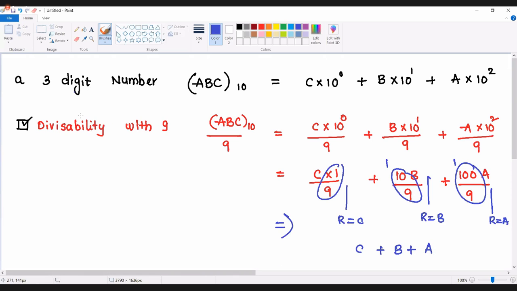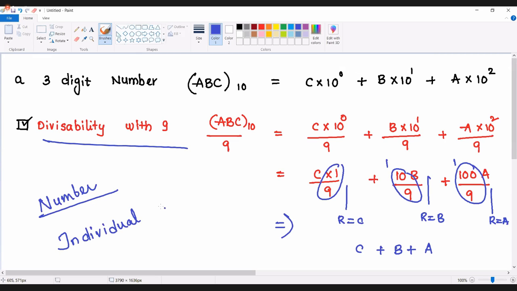So that is the reason the divisibility of 9 is nothing but, whatever the number you are having, you can take the individual digits summation. So if you know that the individual digits summation is divisible by 9, we can say that number is divisible by 9. If not, it is not divisible. That is what we are calling, in other words, digital sum must be divisible.